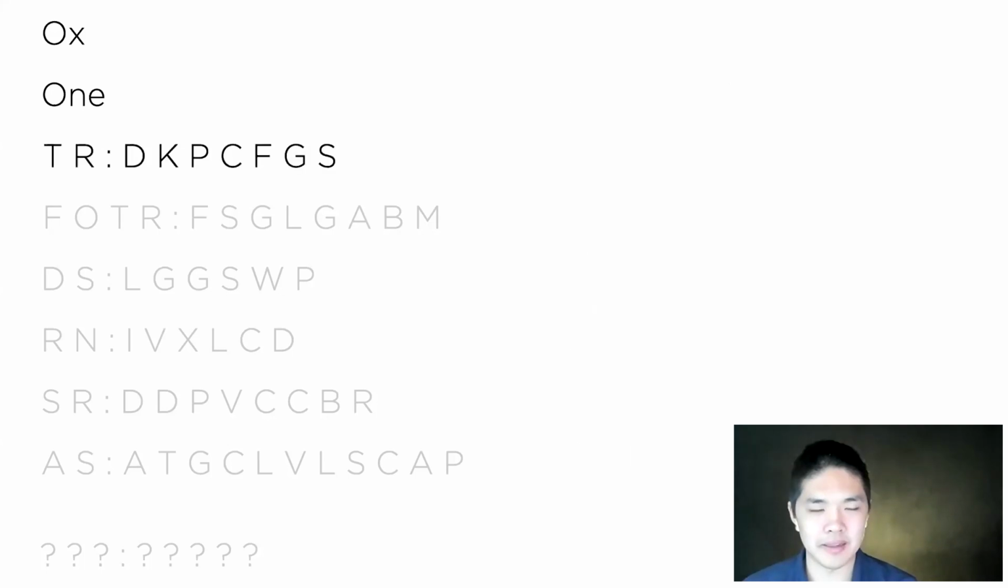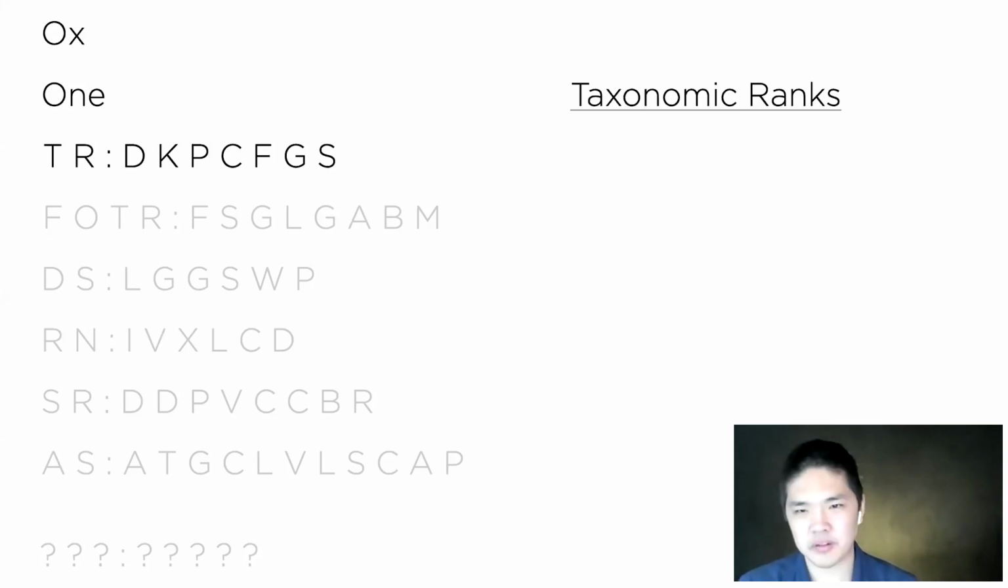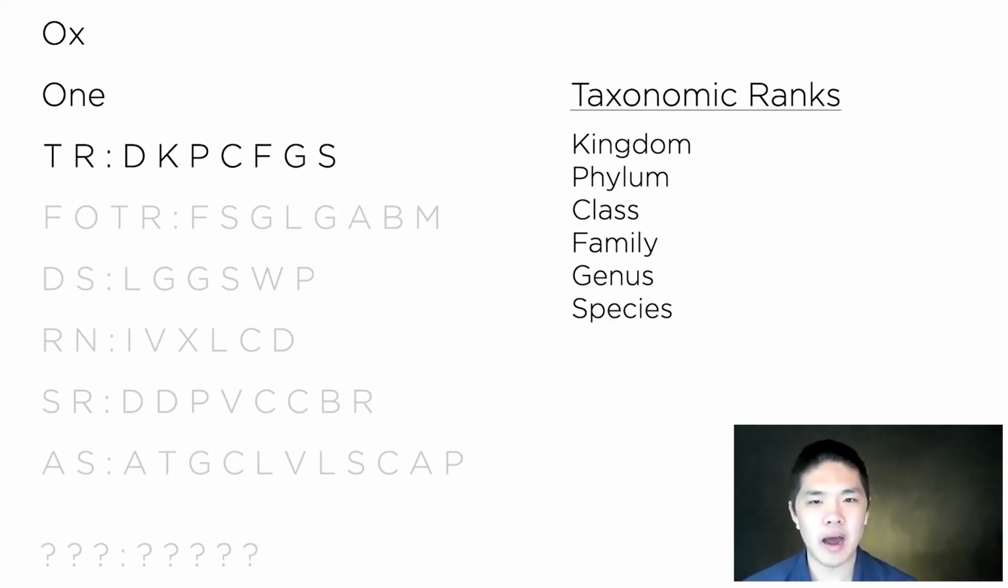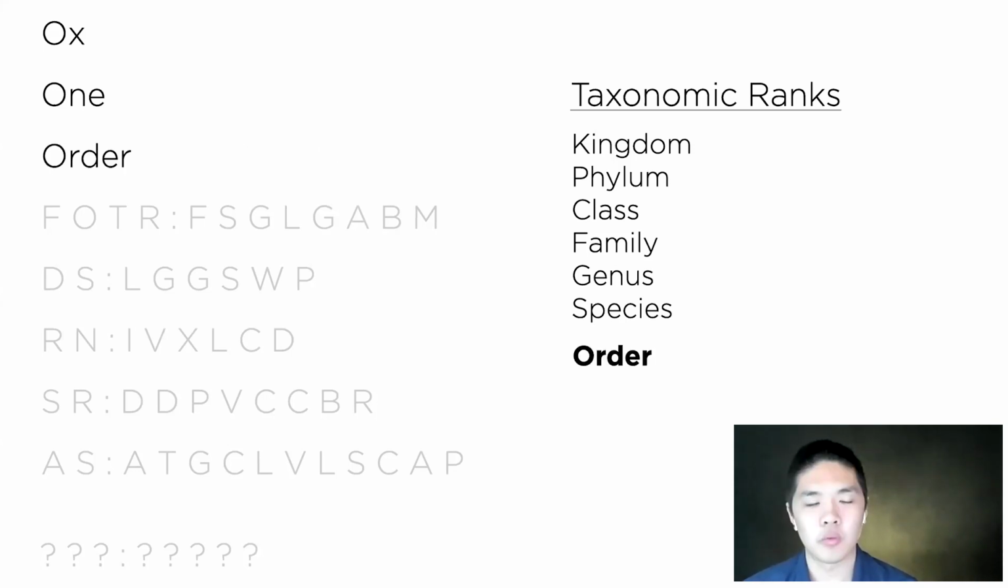Next up was TR, and then we had DKPCFGS. This might have been a little bit easier if you knew a little bit of biology, but it turns out that TR stands for taxonomic ranks, different ways of dividing up species that live on Earth. And within taxonomic ranks, we have a bunch of different ranks, starting with kingdom, phylum, class, family, genus, and species. Domain should be there too, but the missing one is the word order, and so order was missing from that set.